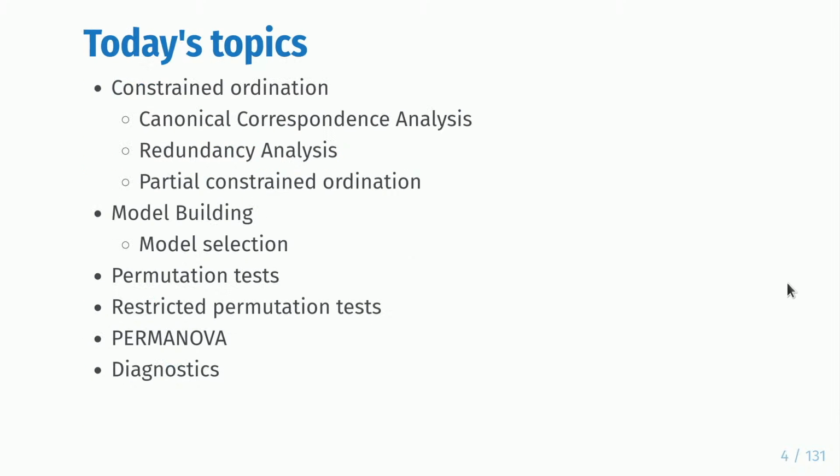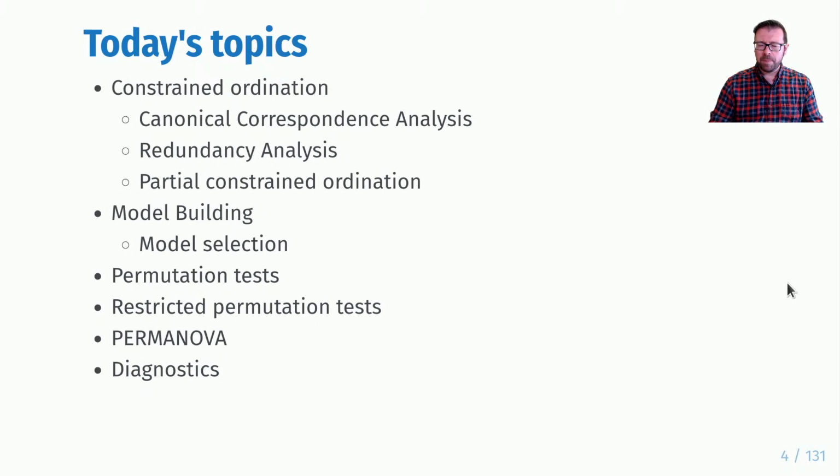So what are we going to talk about today? Well, we're going to start off by looking at constrained ordination. And we'll look at the two main techniques for this, canonical correspondence analysis and redundancy analysis. And then I'll explain this idea of doing partial constrained ordination, where we remove the effects of some variables, perhaps some nuisance variables, and then we will look at the effects of the remaining variables.